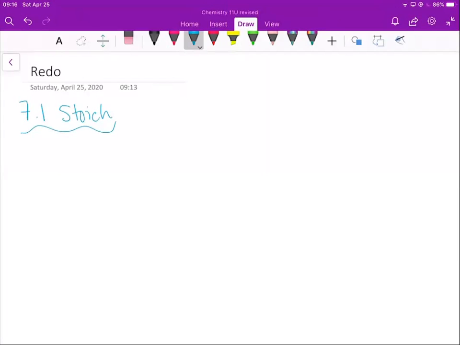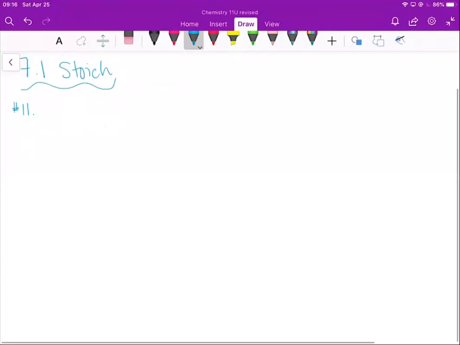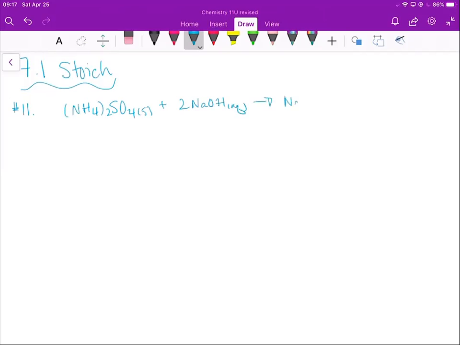Hopefully it works. All right, so let's look at number 11. I know that these questions you guys are all asking me for help with, so I have no problem making sure you guys get through this. Okay, so we have ammonium sulfate and sodium hydroxide. This is a double displacement reaction with further decomposition, because we have that ammonium hydroxide being formed. So just writing it out.